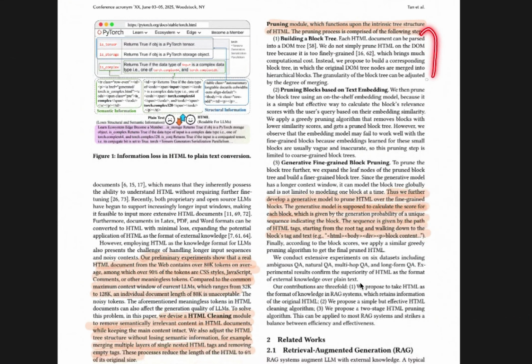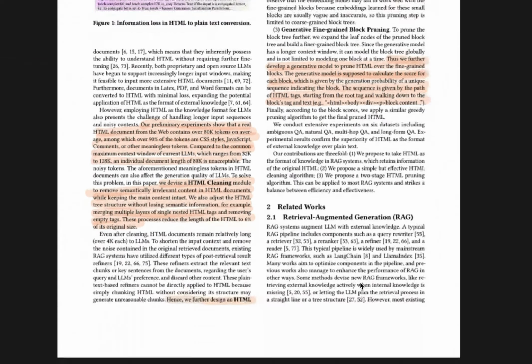Overall what they are saying, I'll tell you this: generative fine-grained block pruning. Thus, we further develop a generative model to prune the HTML over fine-grained blocks. This generative model is supposed to calculate the score for each block, which is given by generation probability of a unique sequence. I think we all know about logits, right? Something similar to that. Okay.